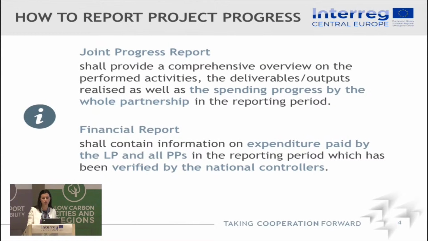So the joint progress report, as you already know, includes information on the activities performed, on your deliverables, on your outputs, but it also is an overview about the spending progress by the whole partnership in this reporting period. And the financial report is a part of this joint progress report, and it shall contain information on expenditure paid by the lead partner and by all the project partners and verified by the national controllers.